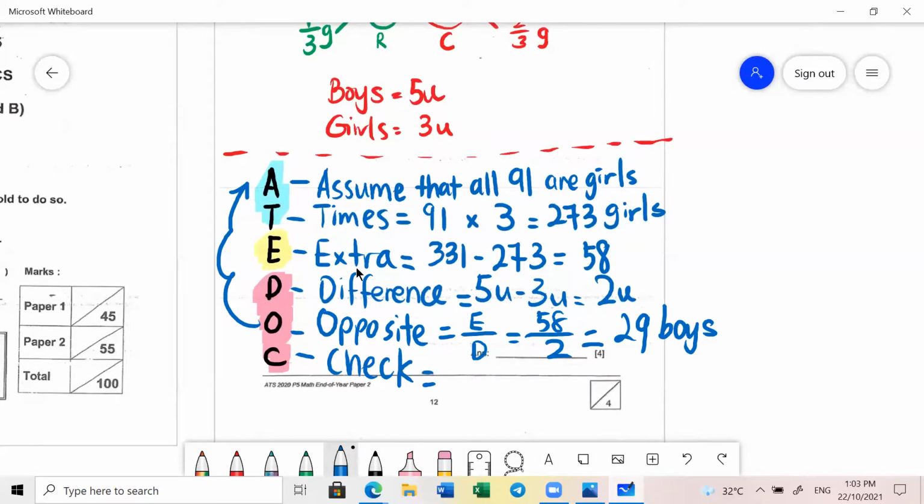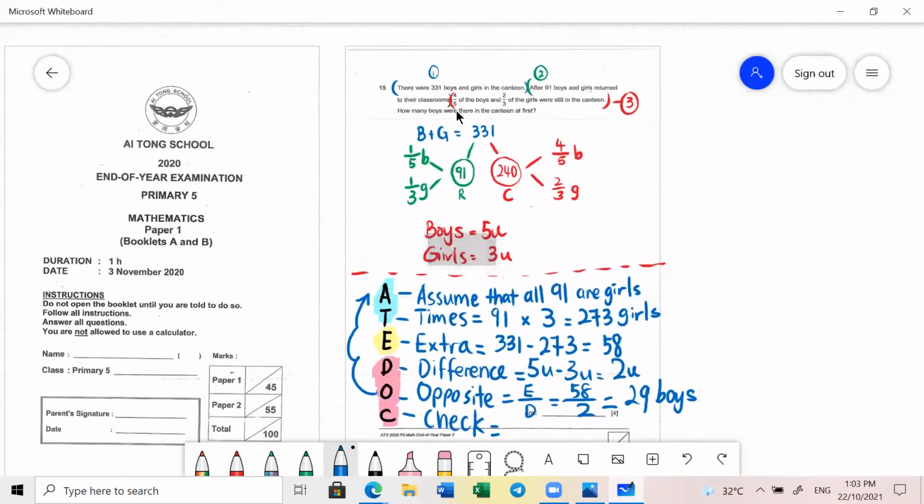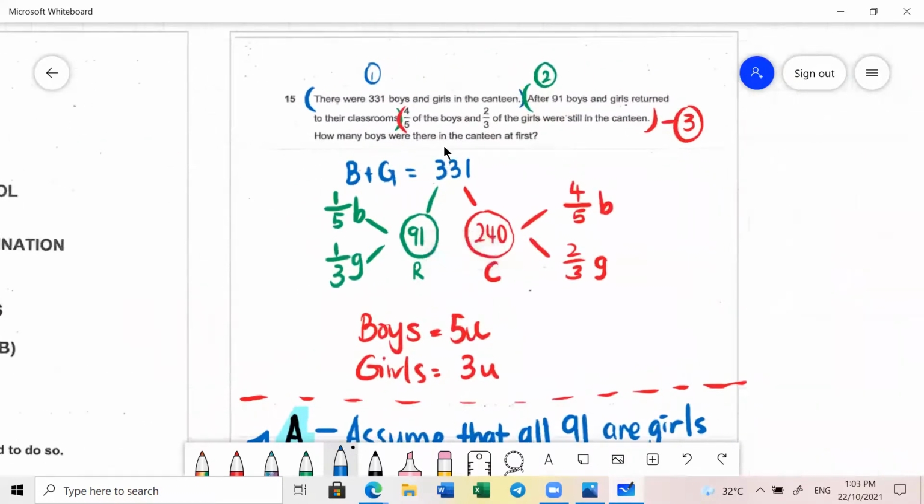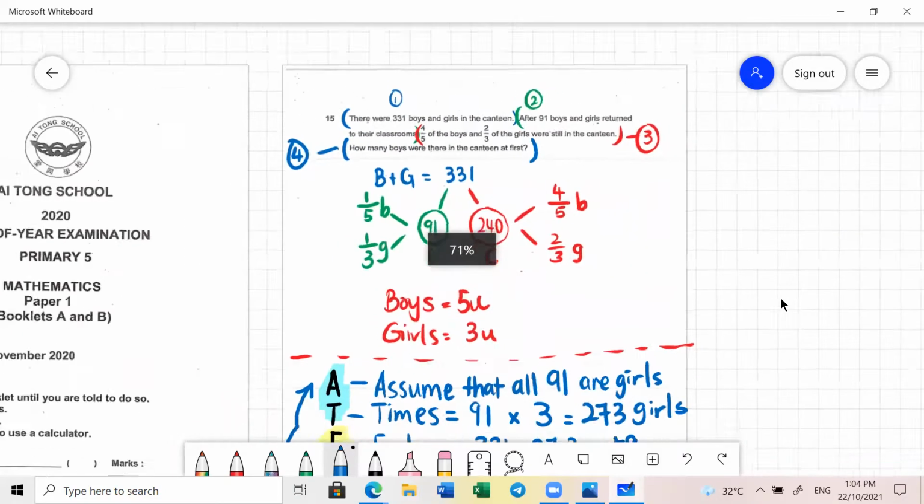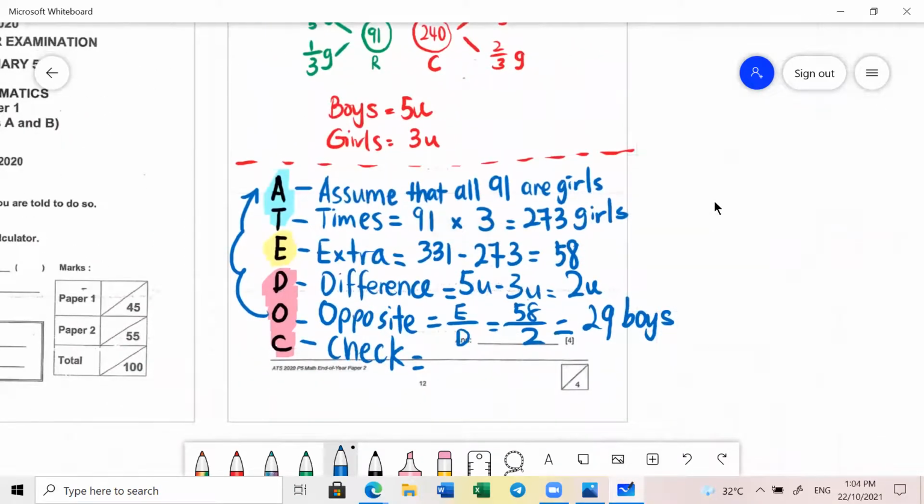What is check? Now you want to check if your assumption is actually correct. We are going to look at the question itself, sentence number 4: how many boys were there in the canteen at first? It's pretty simple. 29 times the total units for boys, which is 5. Therefore, your answer must be 145 boys. So there are 145 boys at the canteen at first.